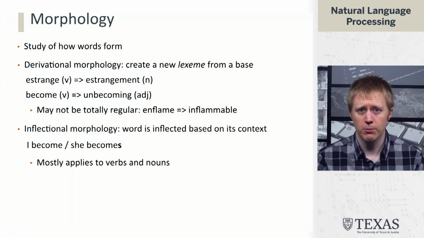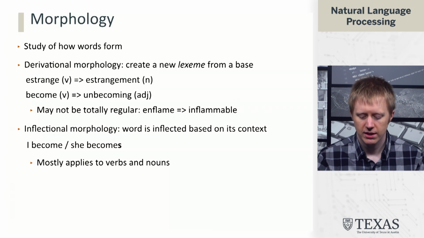What we're going to think about here more is what we call inflectional morphology. This is how words appear differently based on the context that they occur in. For example, you say, I become or she becomes. So verb conjugation with its subject is an instance of this. Why do we write the word become in two different ways based on what the subject is? There are a lot of reasons. One is that this helps make it more apparent who the subject of this verb is and exactly what's going on here. This kind of thing mostly applies to verbs and nouns, as we're going to see.